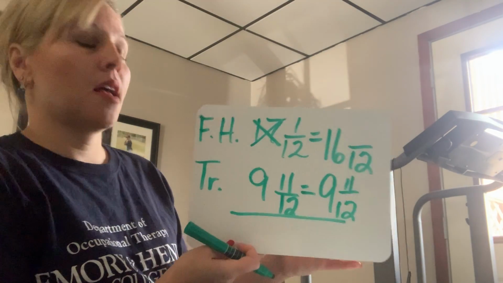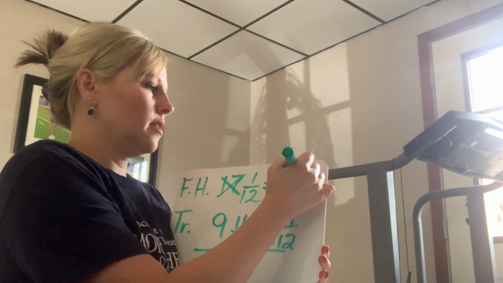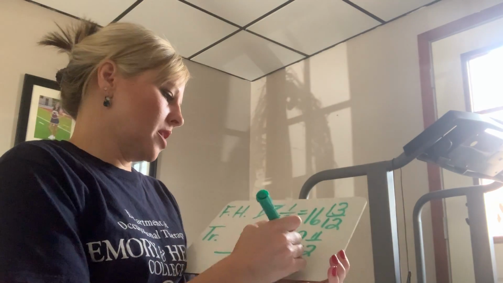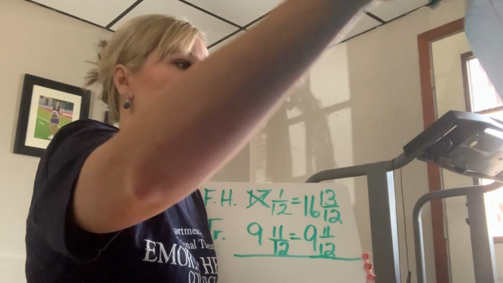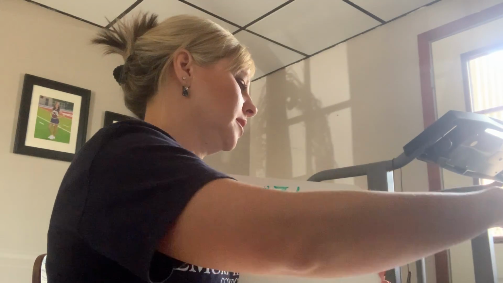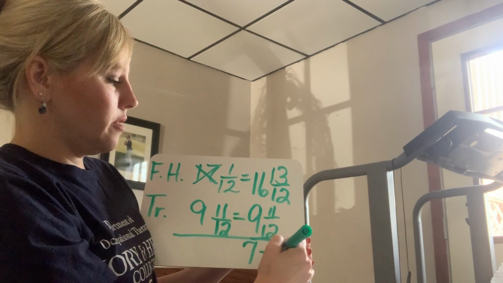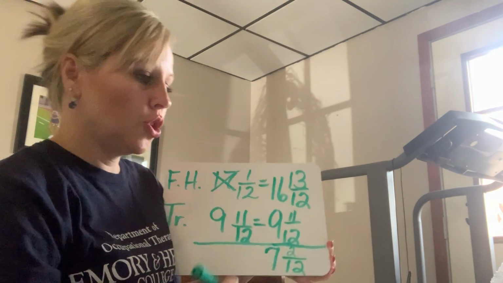I have to take one from the whole, take one from 17, and it would become 16. If I've got 12s, I've got to put my numerator into my denominator. 12 plus 1 is 13. Okay, so let's compare. What is 16 minus 9? 16 minus 9 is 7. Your denominator stays the same. And 13 minus 11 is 2.